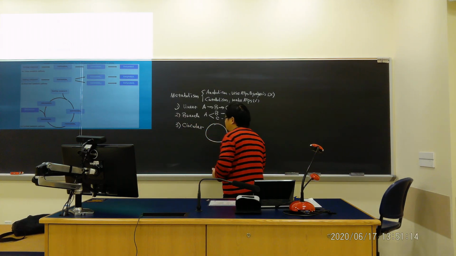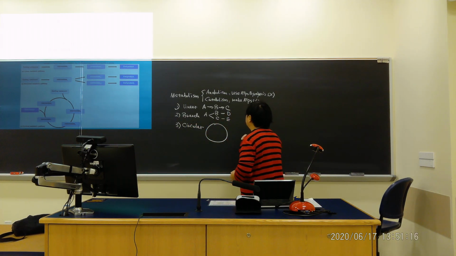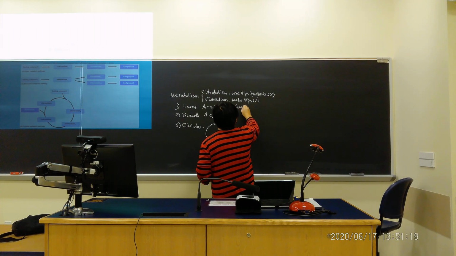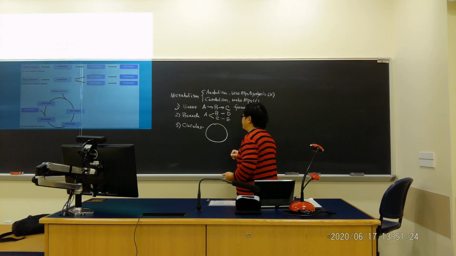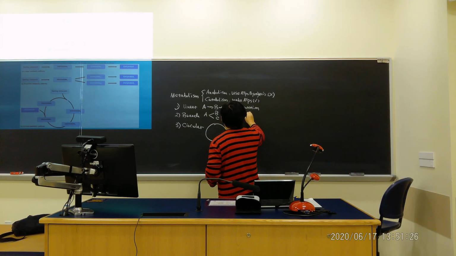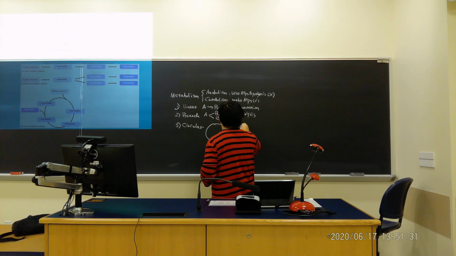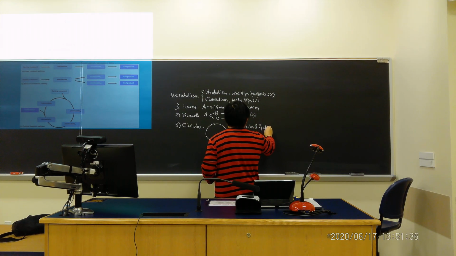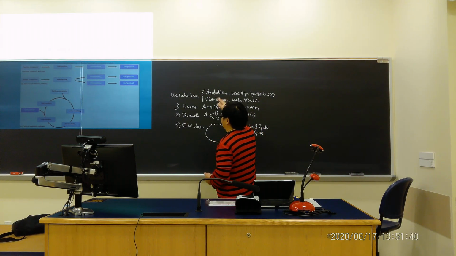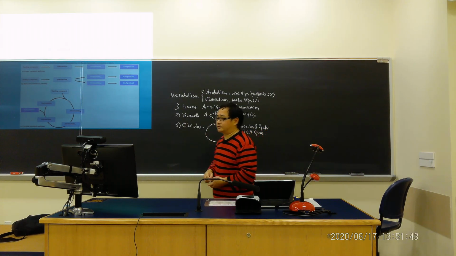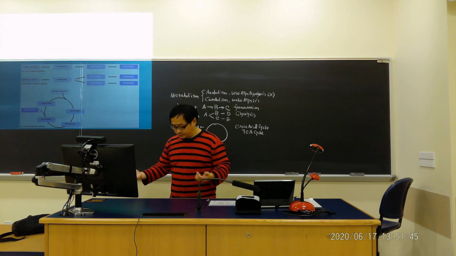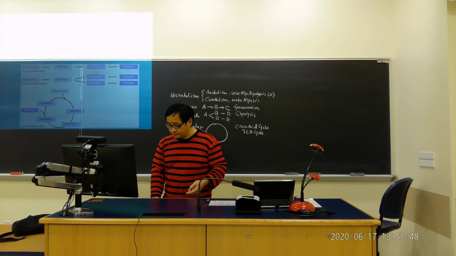Now, if I want to give you an example, what is linear? Fermentation is a linear metabolic process. Branched is glycolysis. How about the last one? The citric acid cycle, or we say the TCA cycle. So those are examples of those three types of metabolic pathway, and I just mention them very briefly.